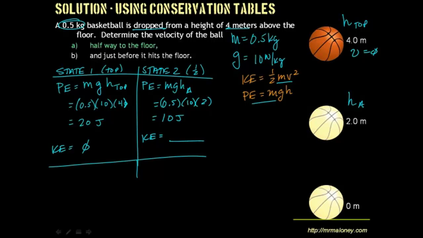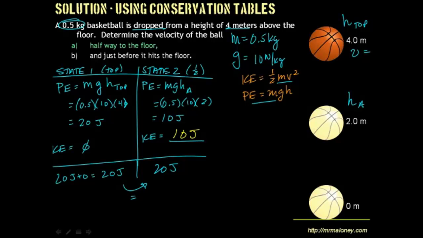Now, using the law of conservation of energy, we can sum up the energies at each state and set them equal to each other. So in state 1, the total energy is going to be 20 joules plus 0, which gives us a total of 20 joules. And if energy is conserved, this total has to be the same at state 2, also 20 joules. Now here comes the beauty of conservation of energy. If the total has to be 20 joules, and 10 joules of it comes from the potential energy at that point, the other 10 joules must come in the form of kinetic energy. So we now know the kinetic energy of our object.